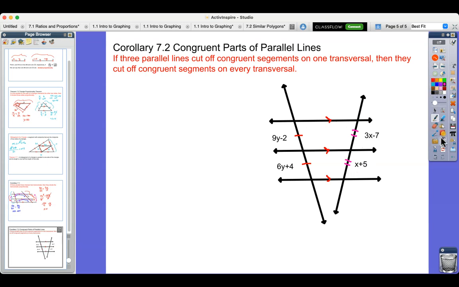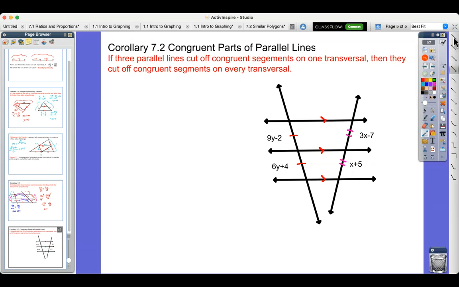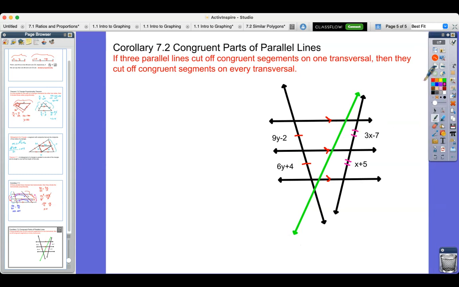So if I were to draw a third transversal that goes diagonally across, let's say something like that right there. Yeah, like that. The distance, let me get my pen back out. The distance from here to here will be congruent to the distance from here to here. So these 2 little segments are congruent to each other. So that's what this is saying. Now, this segment equals that. These 2 equal each other.